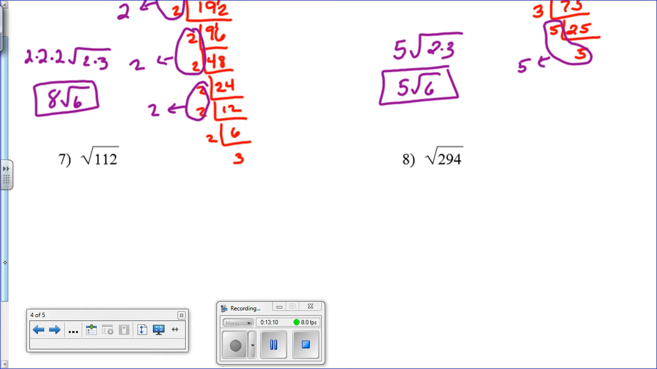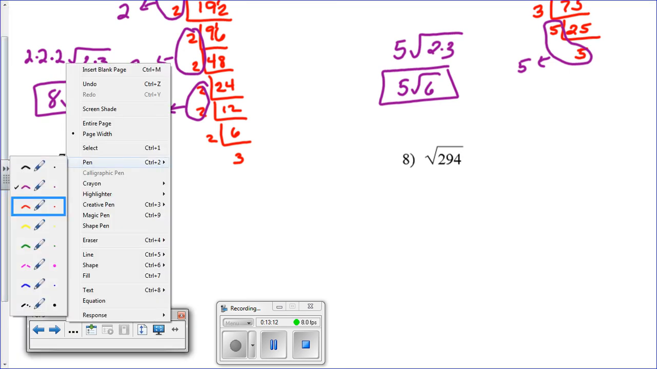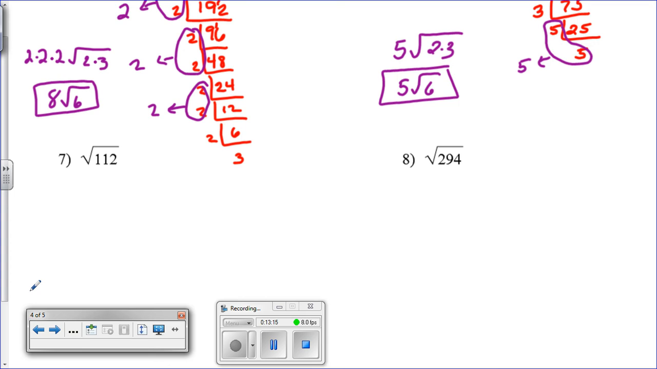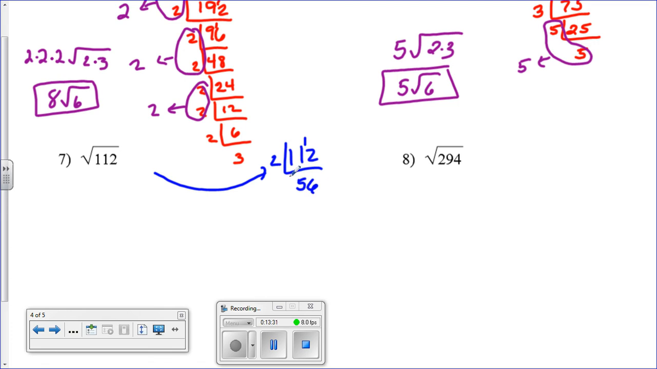Let's do 2 more to make sure you have this. Change my pen color so you don't get confused. So 112. I think I'll do this right here. 112. Let's see, 2 goes in there. Let's see, 2 goes into 11 5 times with 1 left over. 2 goes into 12 6 times, so that's 56. 2 again. 2 goes into 5 twice with 1 left over. 2 goes into 16 8 times. 2 goes in there 14 times. 2 goes in there 7 times.